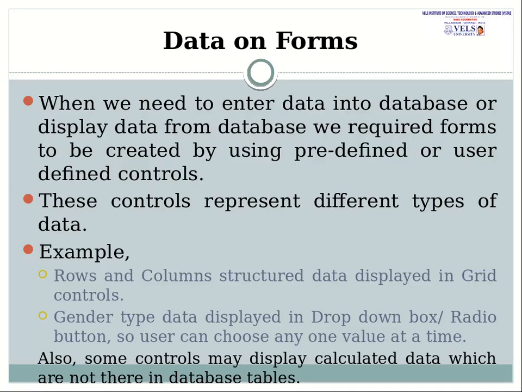And gender type data should be displayed in a drop down list or otherwise a radio button, so the user can choose any one value at a time. So each and every control is designed for the data. For example, if you have a text box, in that particular text box there is either a minimum or maximum length. If you want a maximum length of data typed in your text box, we can use the rich text box.